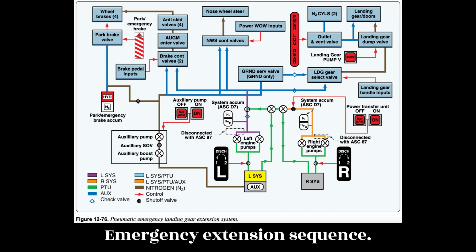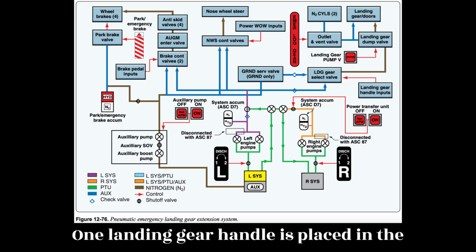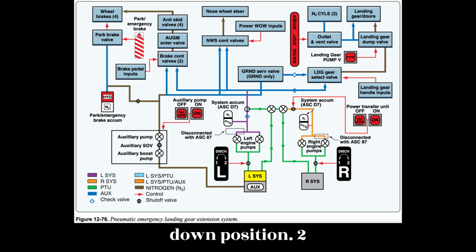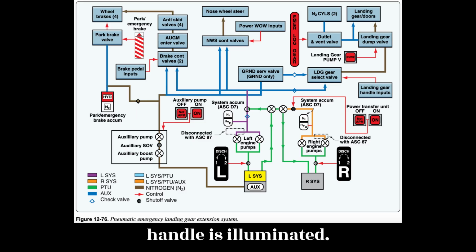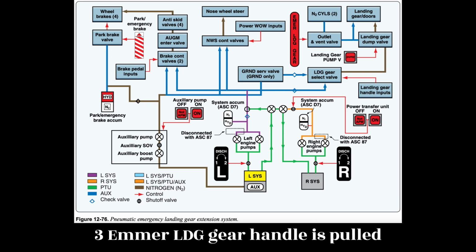Emergency extension sequence. 1. Landing gear handle is placed in the down position. 2. Red light in the landing gear control handle is illuminated. 3. MR-LDG gear handle is pulled fully outward.